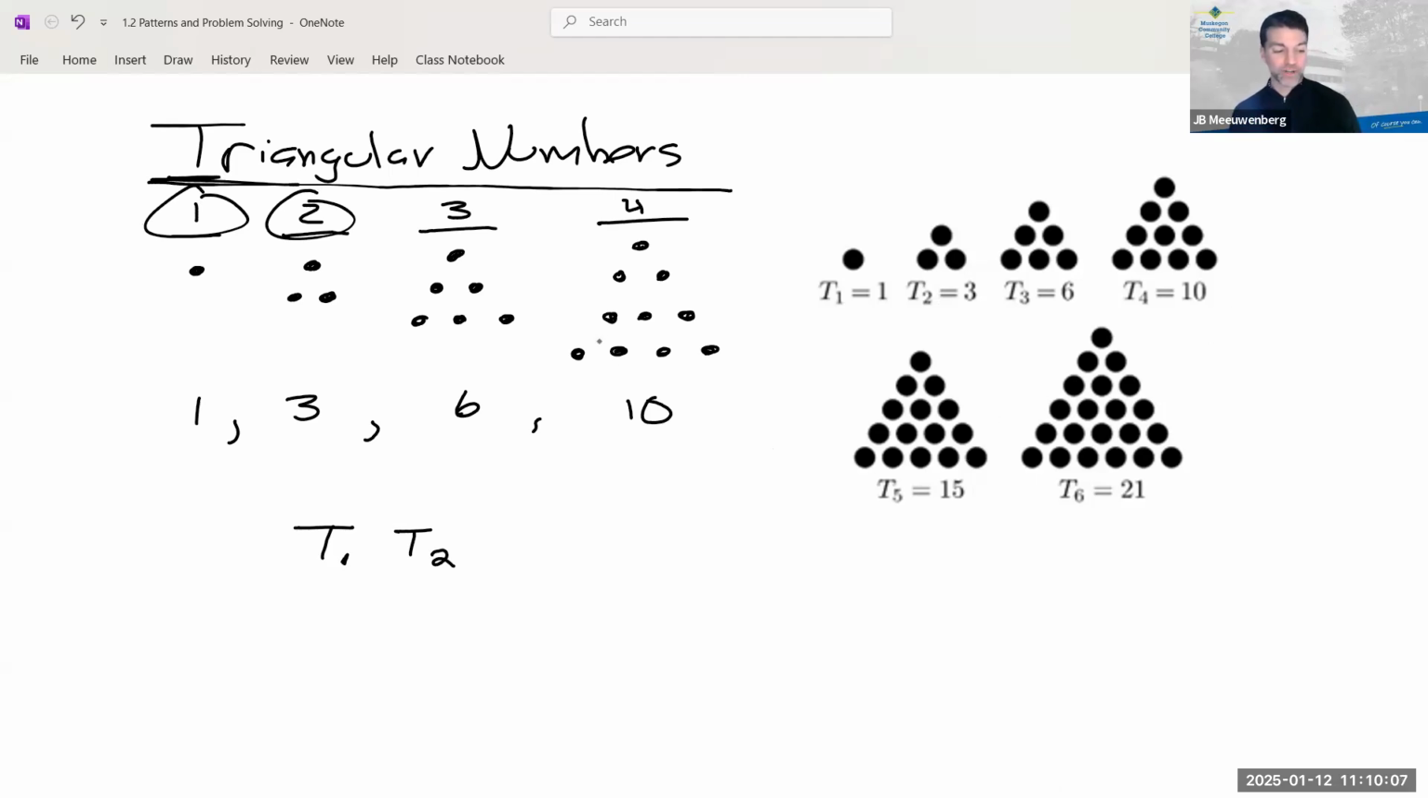So the fifth triangular number would be 15. You can see the dots. The sixth would be 21. And we could keep going and going and going.